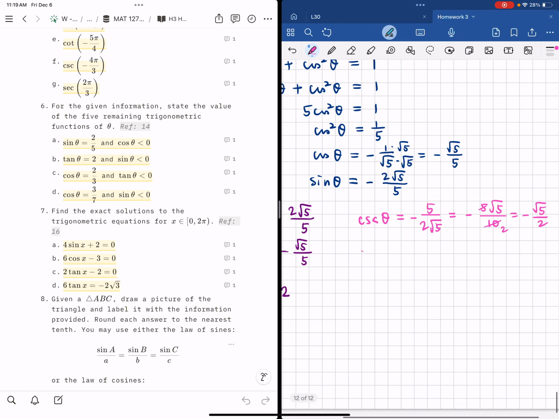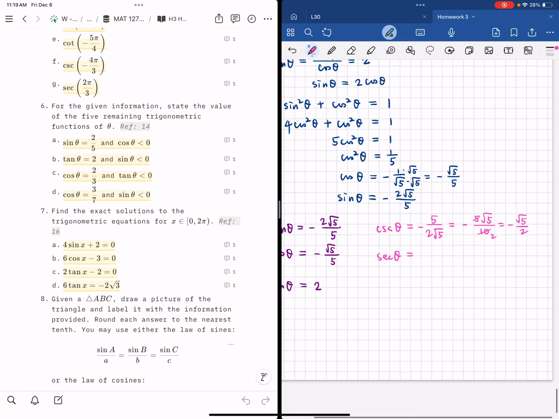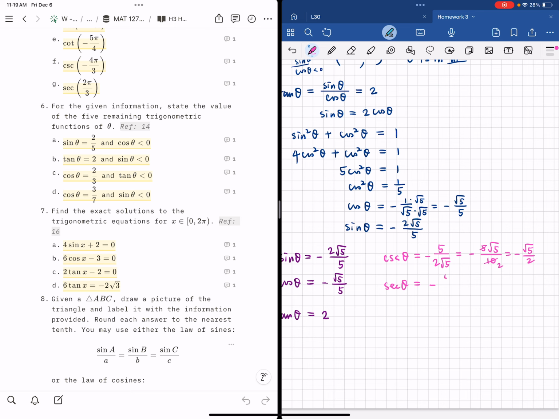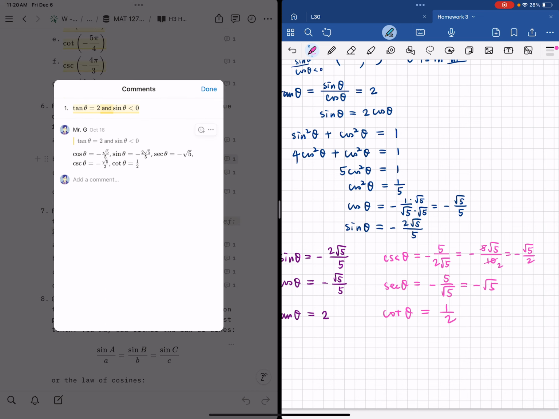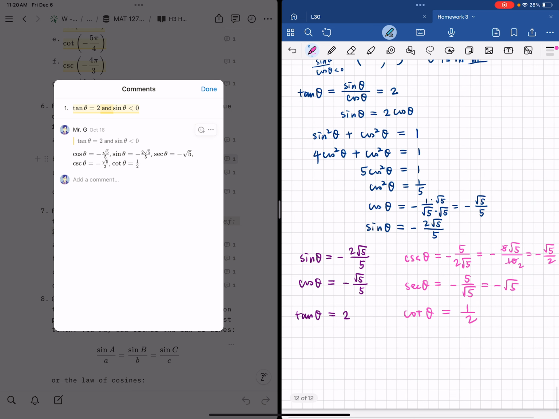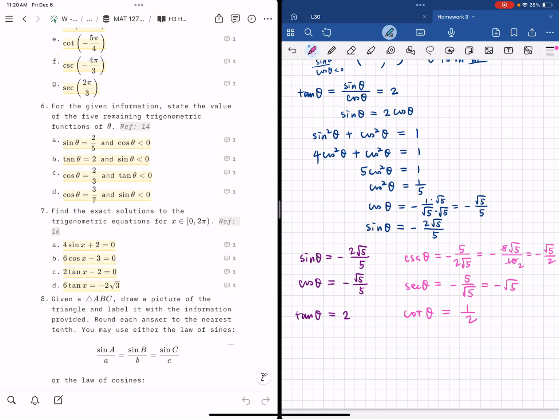Next one is secant. Secant will be the reciprocal of cosine. So that will be negative 5 over radical 5. If you simplify, it will be negative radical 5. And then cotangent is the reciprocal of tangent, so that will be 1/2. Let's verify, see if it's right. It says cosine is negative radical 5 over 5, sine is negative 2 radical 5 over 5, secant is negative radical 5, cosecant negative radical 5 over 2, and then cotangent 1/2. Okay, very good. It's correct. So that's part B.